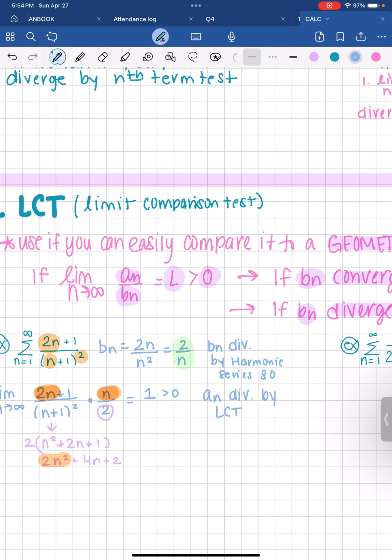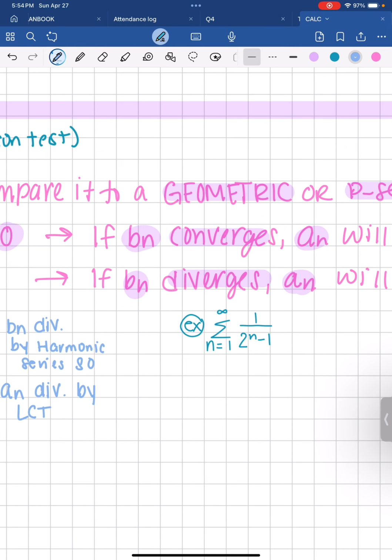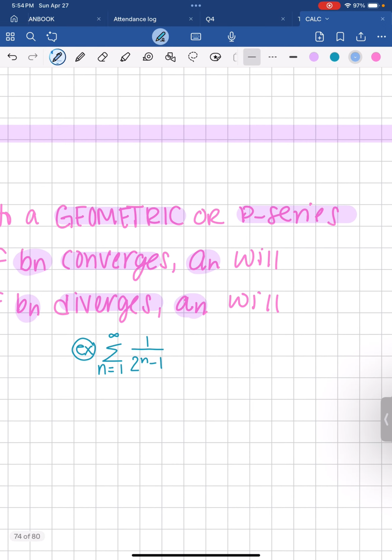Okay? All right, look at this example. So here we go. First things first, let's look at the dominating term up top. It's just 1, and the dominating term on the bottom is 2 to the n. So b sub n is going to be 1 over 2 to the n. All right, next, let's take the limit as n approaches infinity of the original times the reciprocal of b sub n. If we take this limit, it's going to be 1.